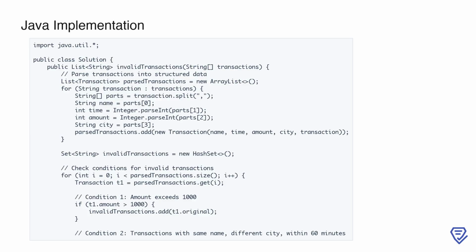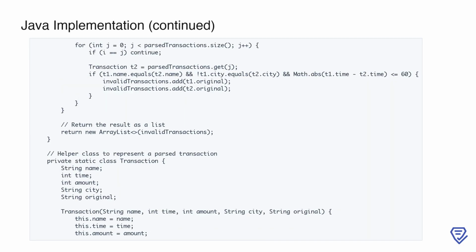Next, we define a hash set, invalidTransactions, to store transactions that meet the invalid conditions while ensuring no duplicates. The first condition we check is whether the amount of any transaction exceeds 1,000. If this is the case, we immediately add the original transaction string to the invalid set. The second condition involves comparing transactions to identify those that occur in different cities for the same name within a 60-minute window. This is where we set up the framework to iterate through all possible pairs of transactions for further validation.